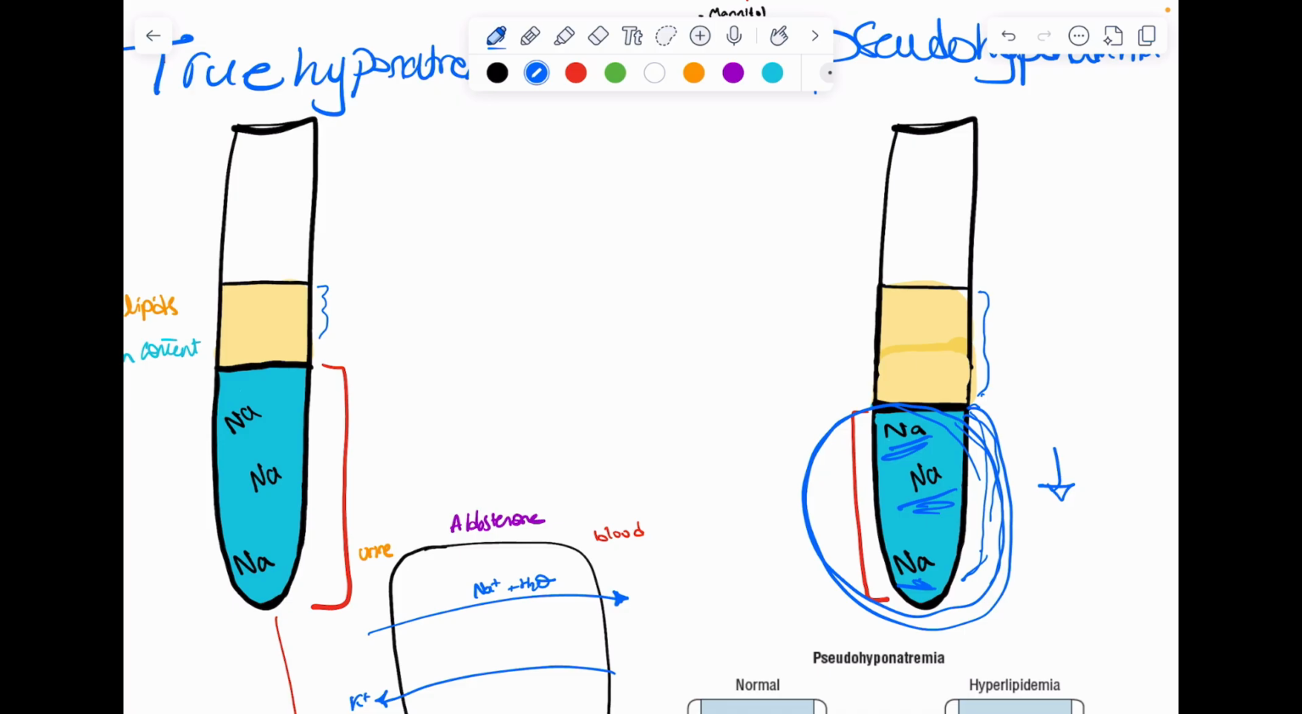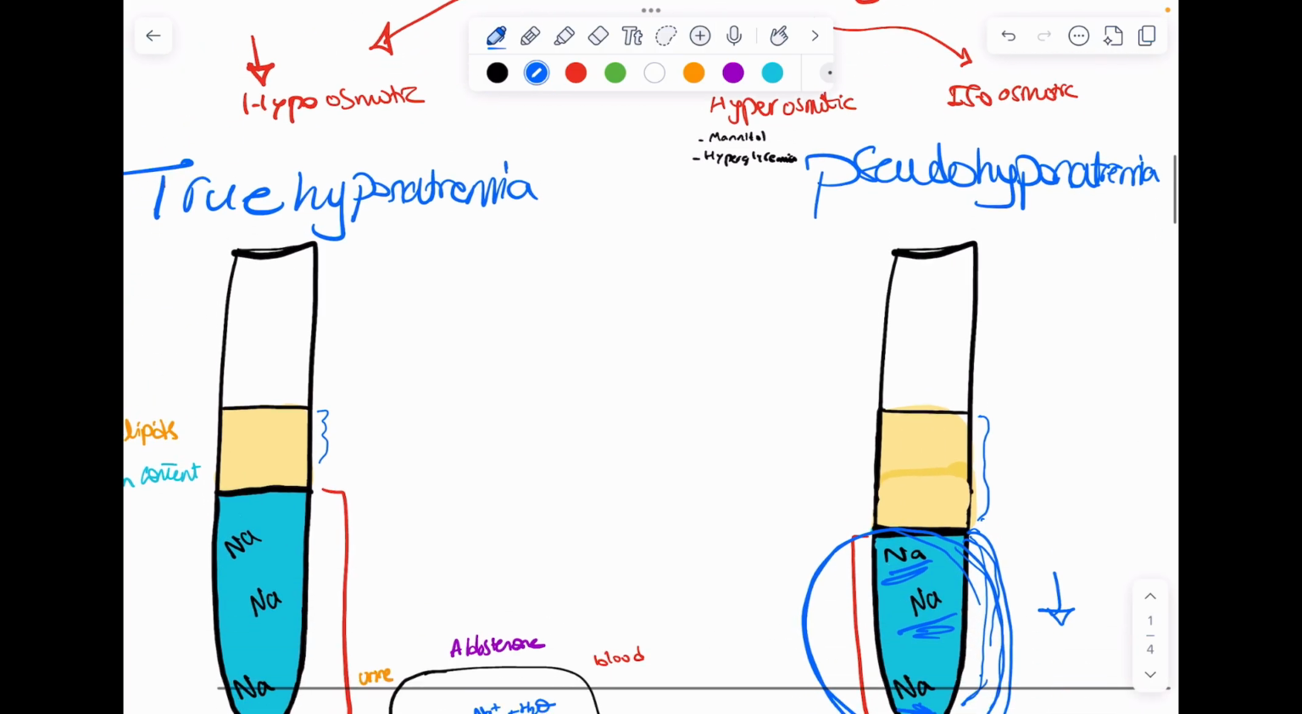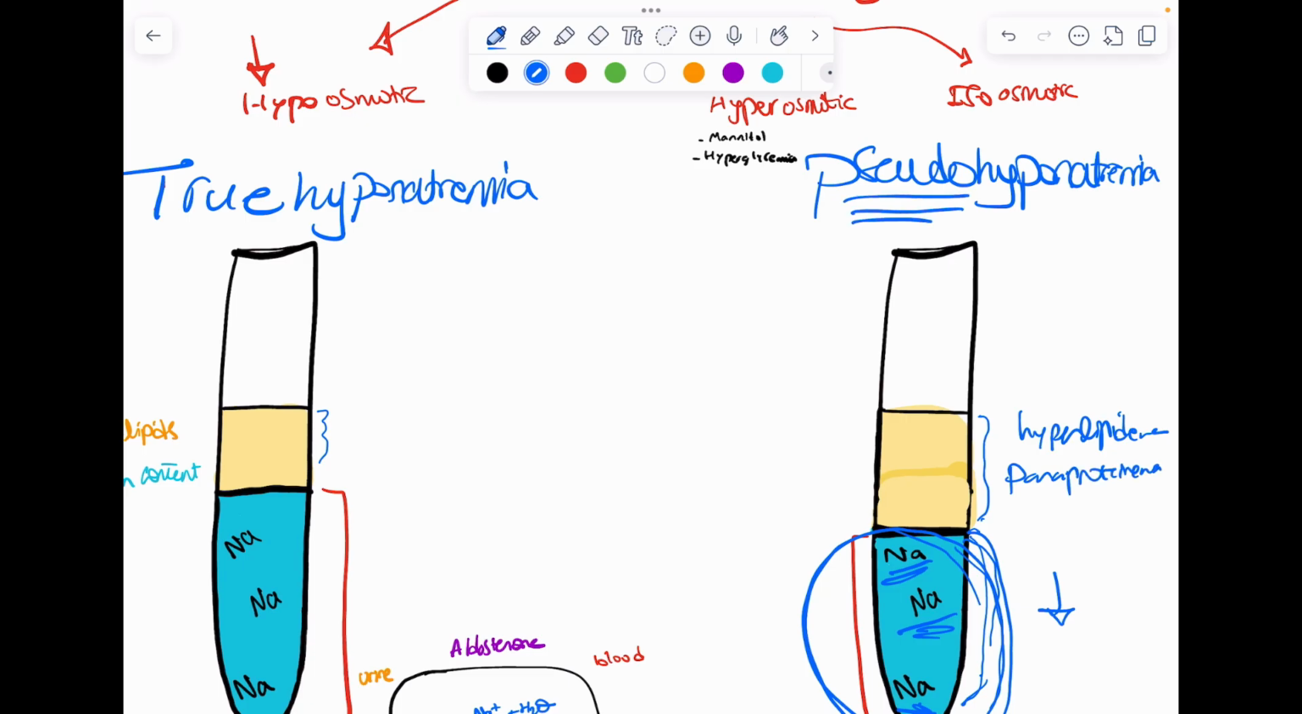So any condition that leads to a rise in proteins and lipids, such as, for example, hyperlipidemia, or high proteins like in multiple myeloma, for example, paraproteinemia, will lead to pseudo hyponatremia. That is not true. And in that case, the serum osmolarity is gonna be normal. It hasn't changed because the sodium concentration is the same.